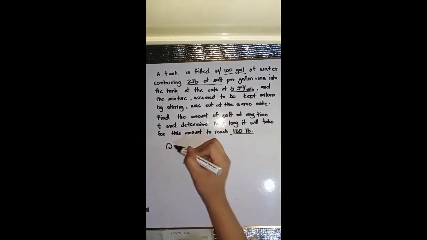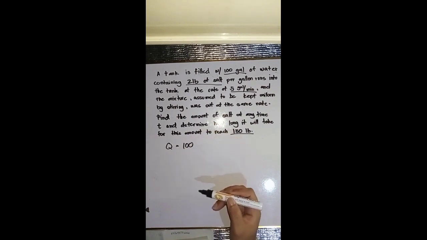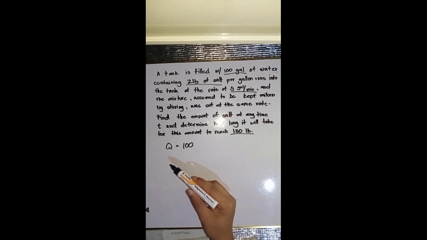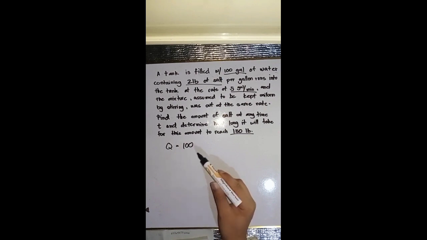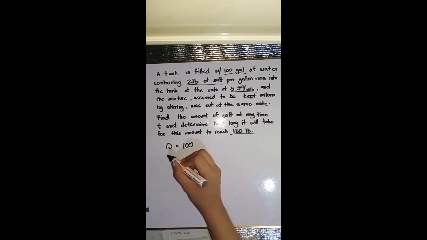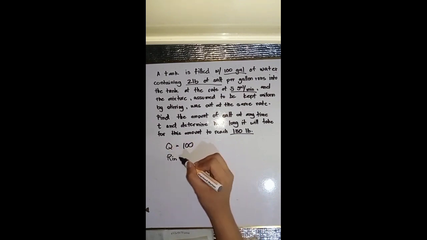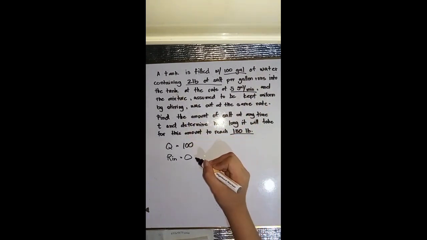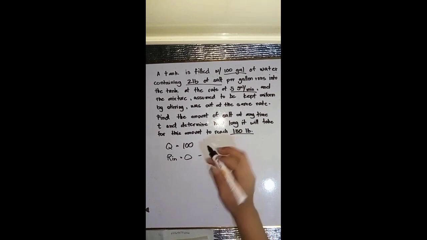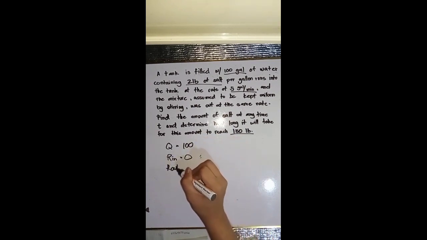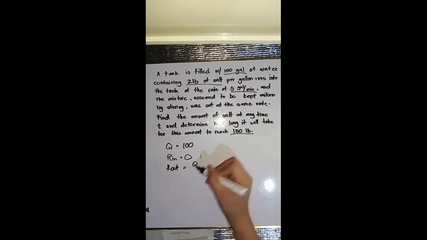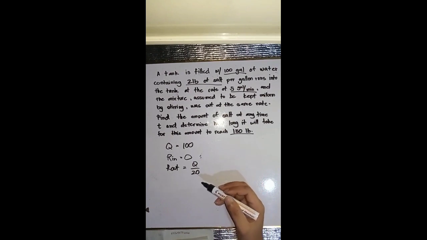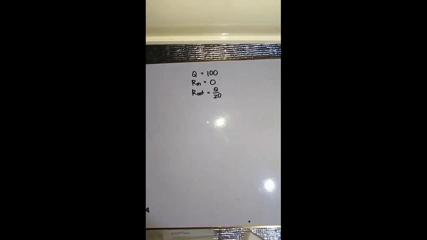So Q is 100 gallons, and as I told you earlier, the input rate, or R in, is equal to 0 since there's no salt in fresh water. Sorry, the R out, or the output rate, is Q over 20. Now that we've established the given values, we can solve our problem.